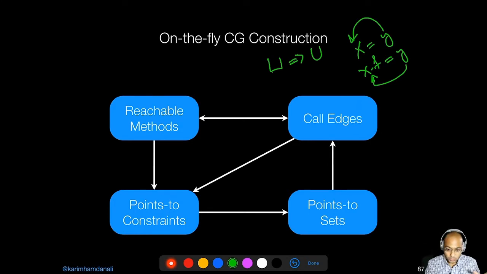All these relationships are dependent on each other and they affect each other. So there must be a way to solve for a system that contains all those four relationships together. And this is what on-the-fly call graph construction is. It means that we need to come up with an algorithm that will solve for all these four relationships together, given that they are going to affect each other and given that solving for one of them may lead to solving more constraints in some other relationship.